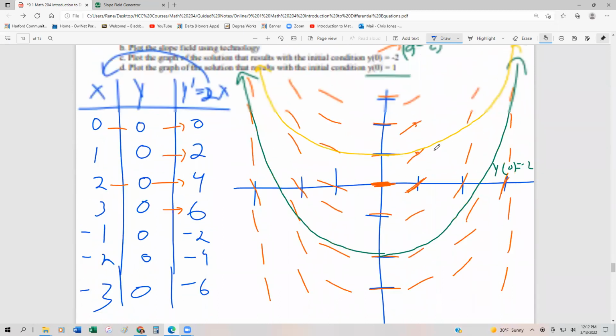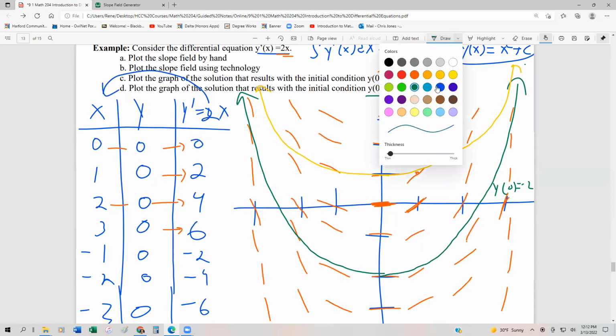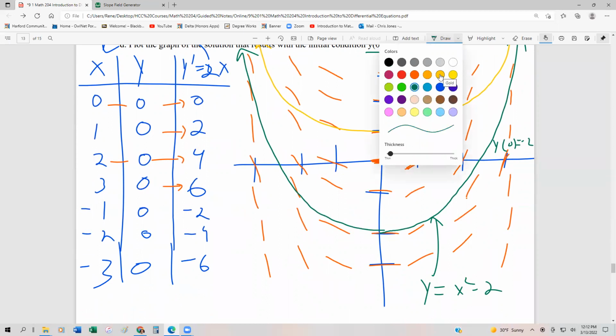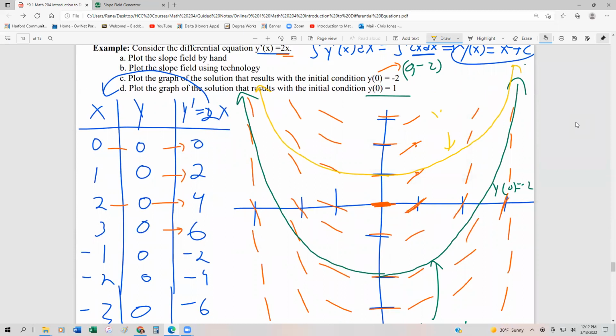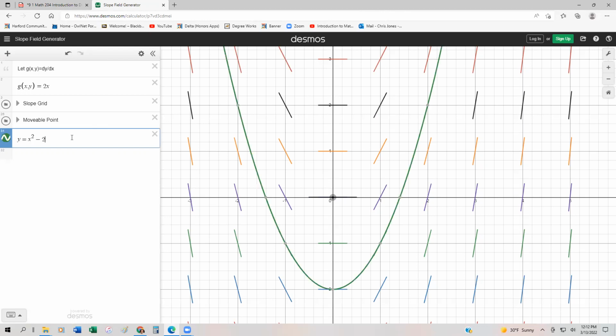We could go through and solve for the particular solution, but the one in green that we just drew is going to be the parabola y equals x squared minus 2. And the one in gold that we just constructed is going to be y equals x squared plus 1. If we know the solutions, we can go to Desmos and plot those. If I type y equals x squared minus 2, we get the parabola. And over here, I could do the same thing, y equals x squared plus 1. We get the parabola as well.